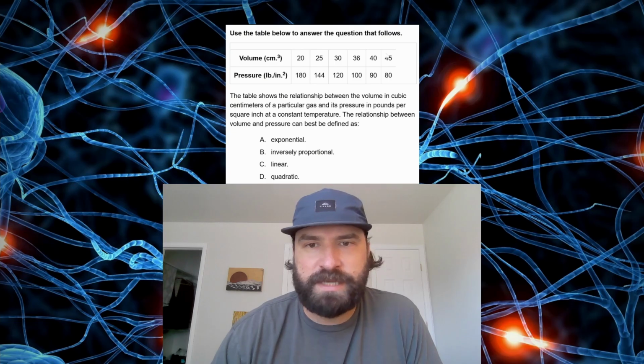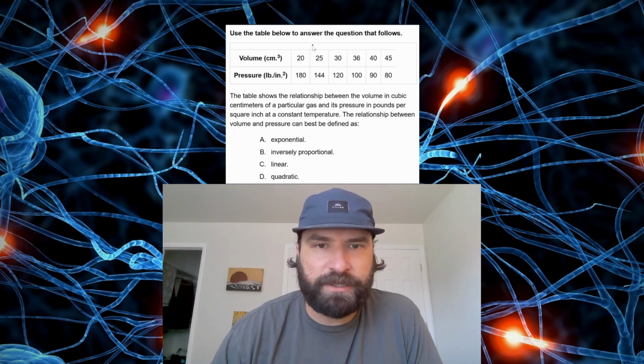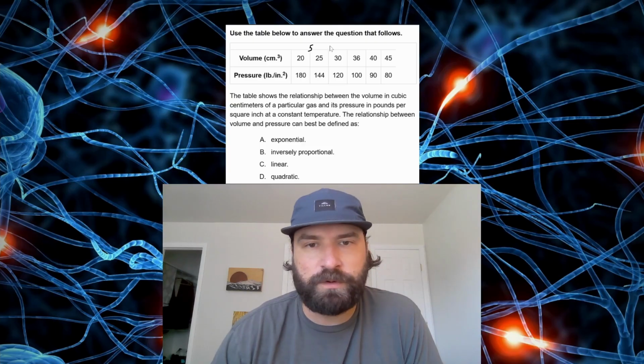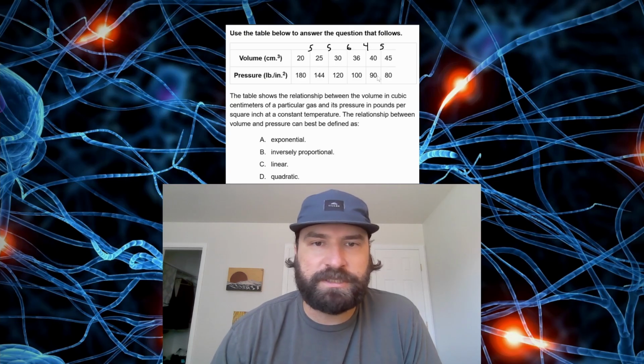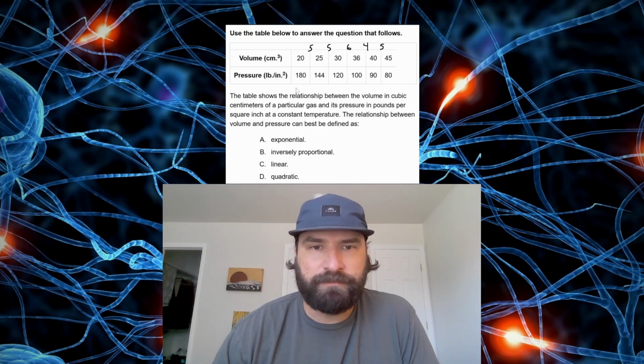But let's analyze what's happening to each variable. Looks like we've got a change of 5 here from 20 to 25. I'm just subtracting 20 from 25. And then a change of 5 here, subtracting 25 from 30. Change of 6, which is a little weird. Change of 4, and then a change of 5. So we've got a few places where the change isn't the same. But we can analyze what's happening with the other variable and see what's going on.